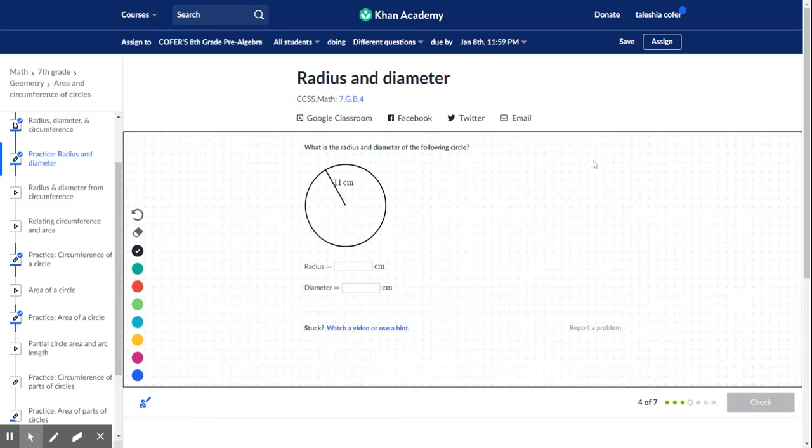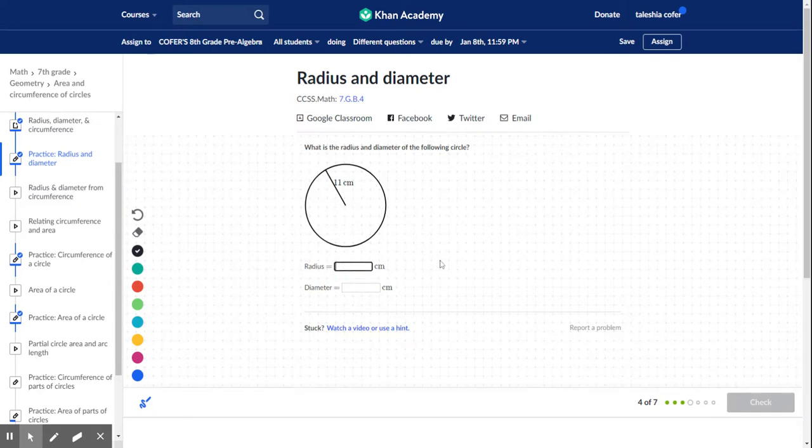Over here, they give me halfway across the circle. If you only have half of it, that's called the radius. So I already know my radius is 11. If this part is 11 halfway across, this other part has to be 11 too. I know that 11 plus 11 will give me 22. Or you can multiply 11 times 2, and you'll still end up with 22 for your diameter.